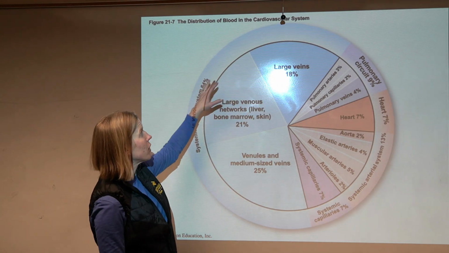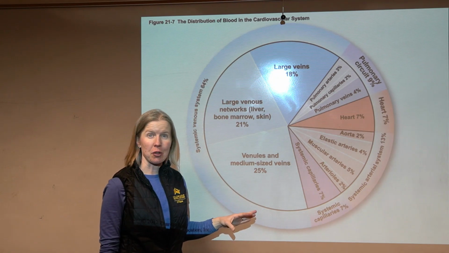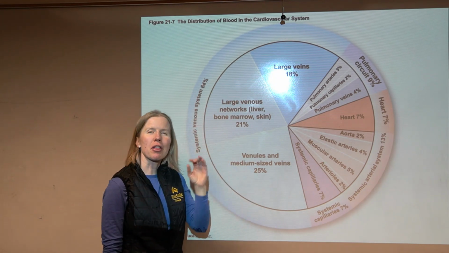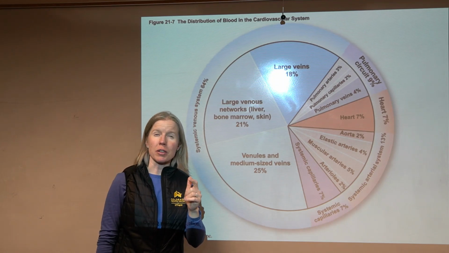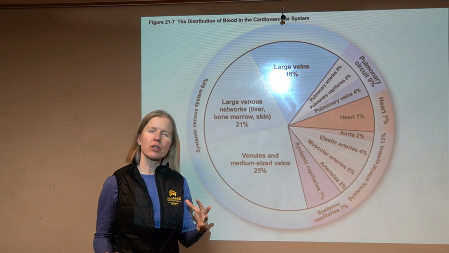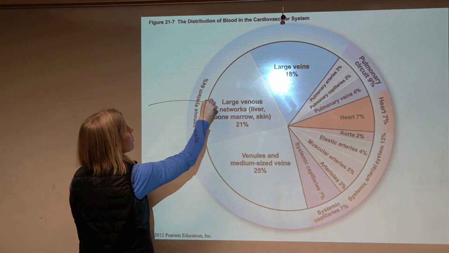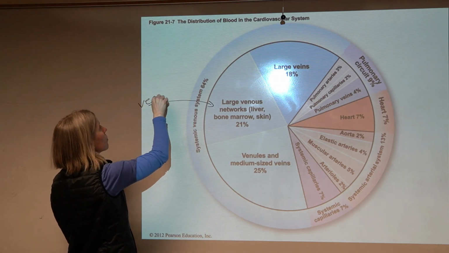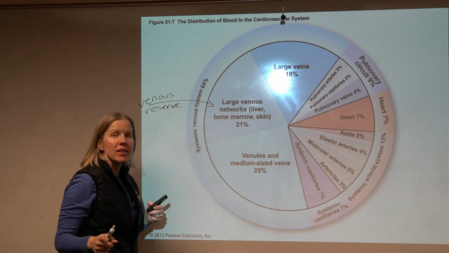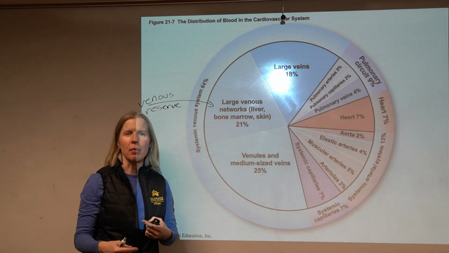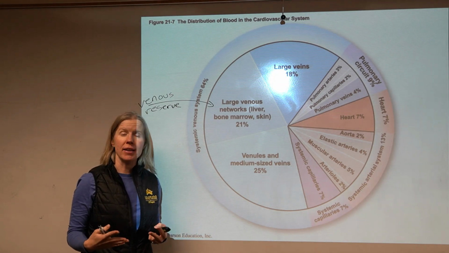In fact, if you look at this, about 1/3 of our venous blood, which is already 2/3 of the blood, is actually in places like the liver, the spleen, the bone marrow. This is the so-called venous reserve. And this is blood that, in the case of, say, a big hemorrhaging event, can actually get called back into action in the body.